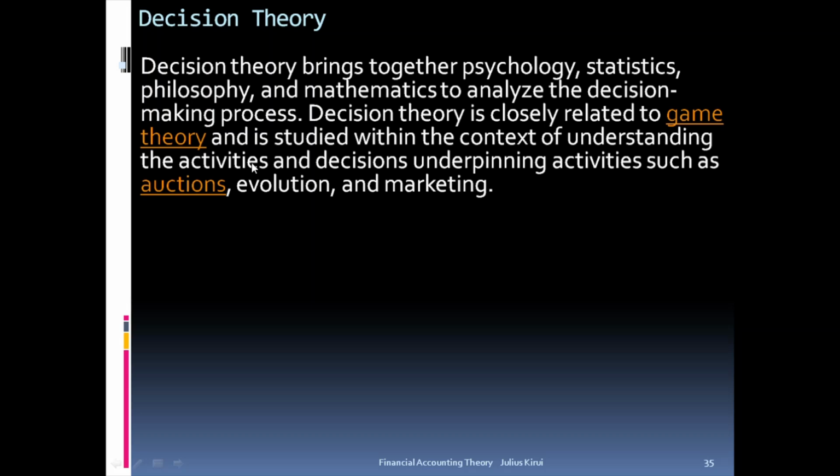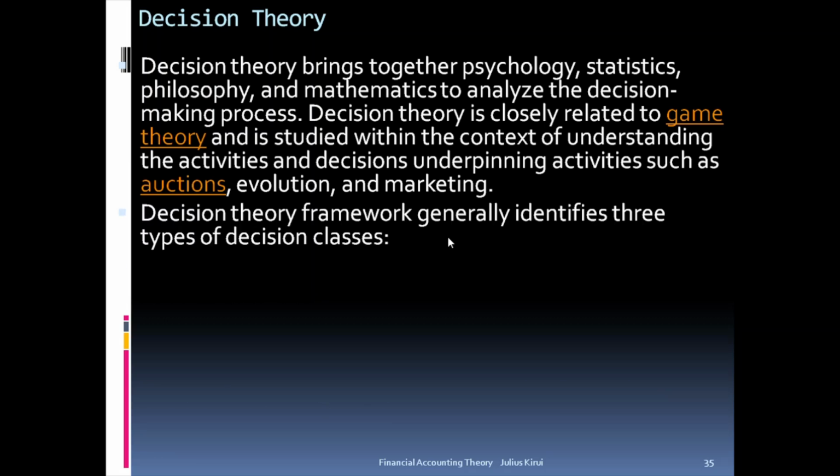Decision theory again plays a critical role. It's almost related to game theory, because in game theory we have three components: the player, the strategy, and finally the payoff or the returns. So in decision, again, we are going around the same components. Out of the decision, we'll be able to do auctions, we'll be able to work on evolution, we'll be able to work on marketing.